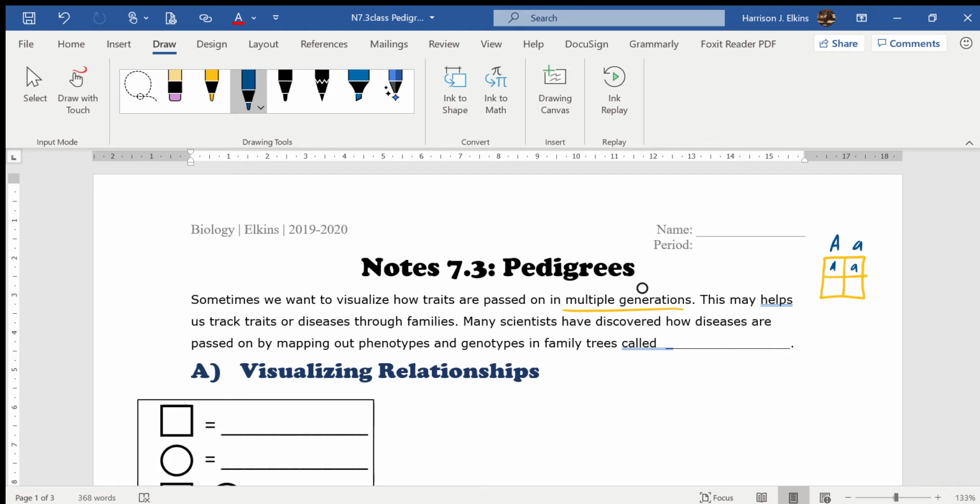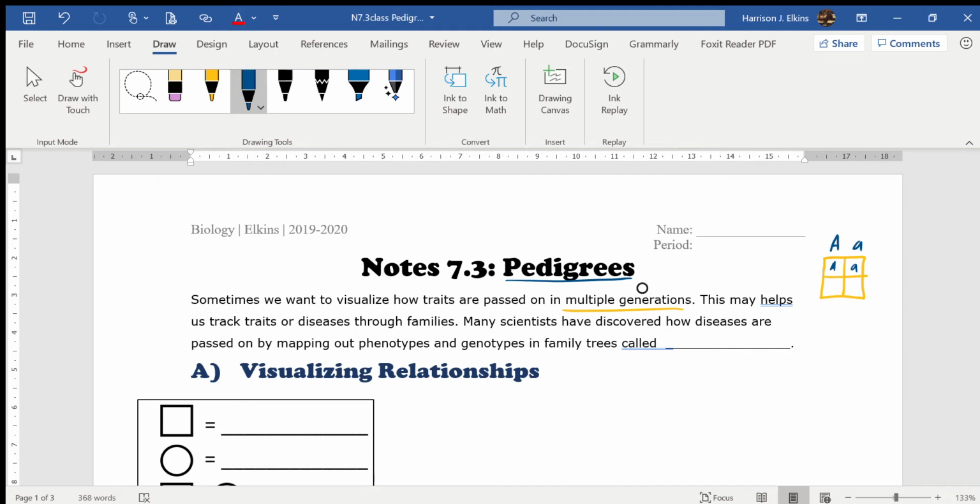But sometimes we want to visualize how maybe a great-grandfather passed on something to a grandfather, which passed on something to his daughter, who passed on something to his granddaughter. Okay? So we want to represent how traits are passed on in a family. And we're going to use pedigrees to do that.